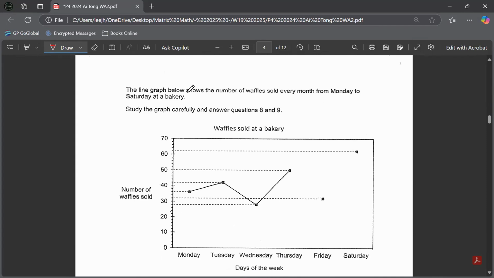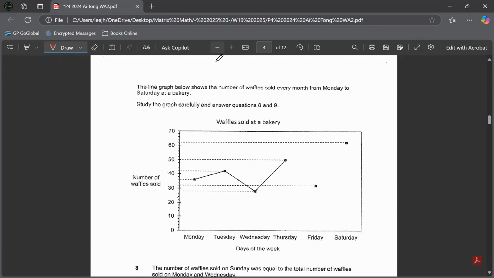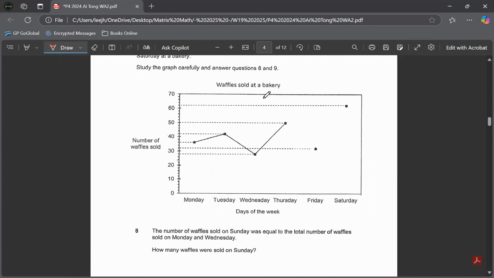Okay, which question is this? Oh, questions 8 and 9, but it's a graph. The line graph below shows the number of waffles sold every month from Monday to Saturday at a bakery. Study the graph carefully and answer questions 8 and 9. The questions are at the bottom. So before we work, let me just do this.